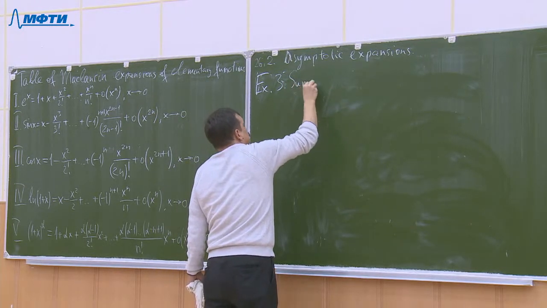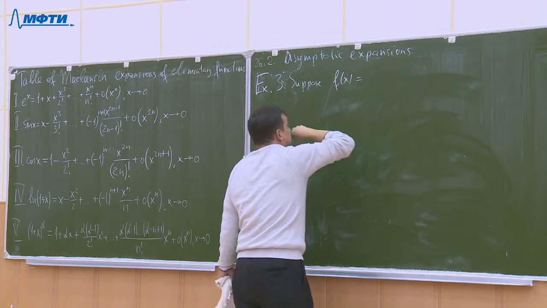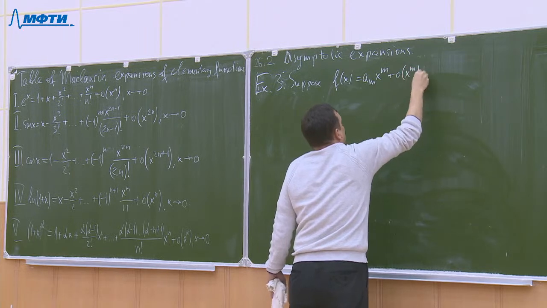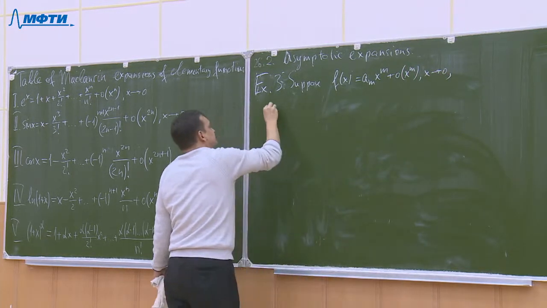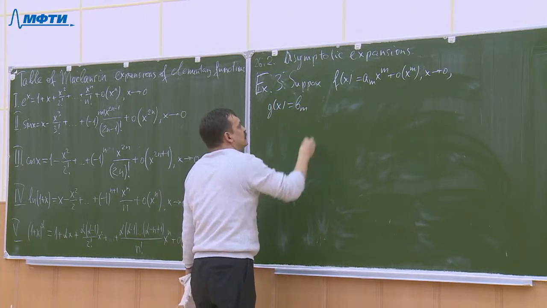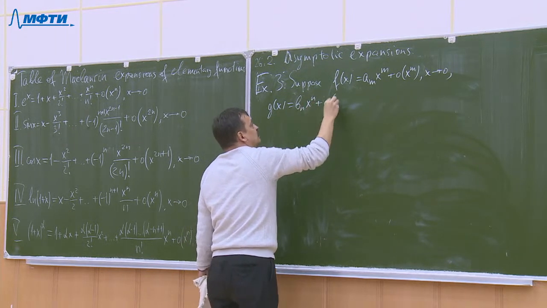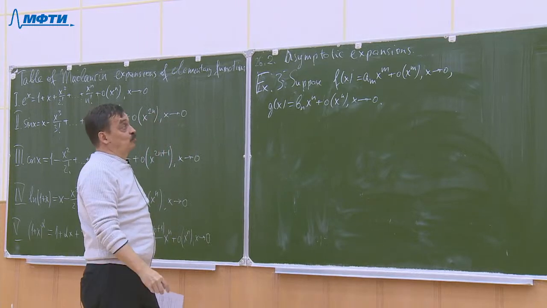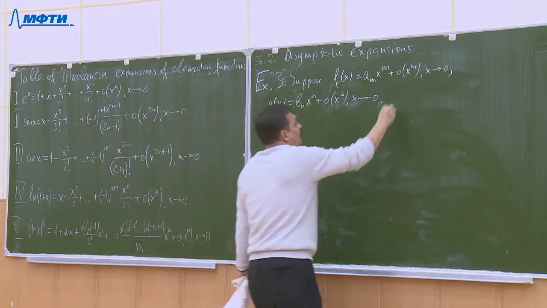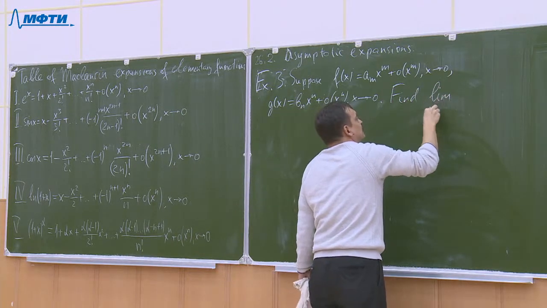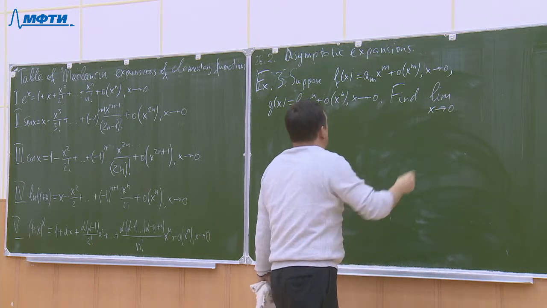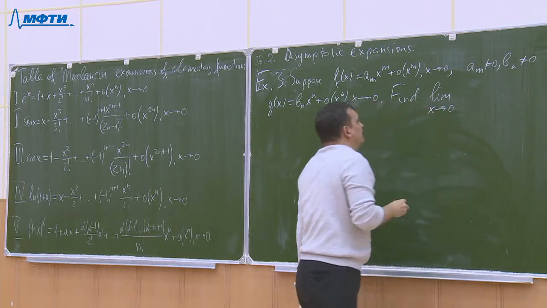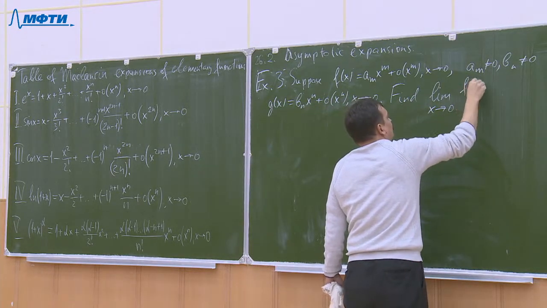Suppose f of x equals a_m x to the power m plus o of x to the power m, as x tends to 0, and g of x equals b_n x to the power n plus little o of x to the power n as x tends to 0. So we have two asymptotic expansions of this form, and find the limit as x tends to 0. Of course, I should also suppose a_m not equal to 0 and b_n not equal to 0. So find the limit of f of x over g of x.